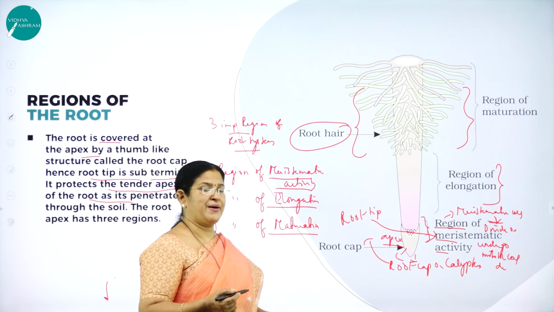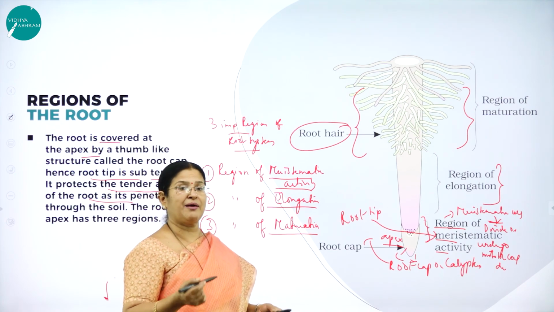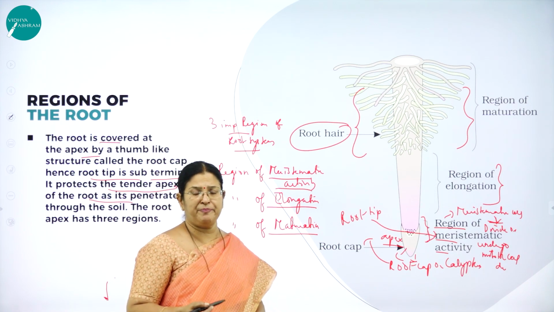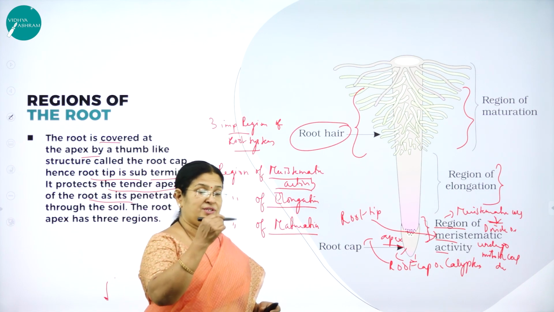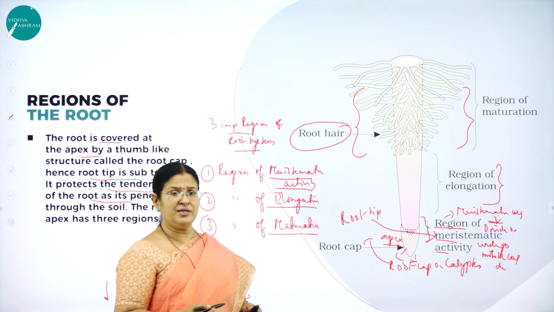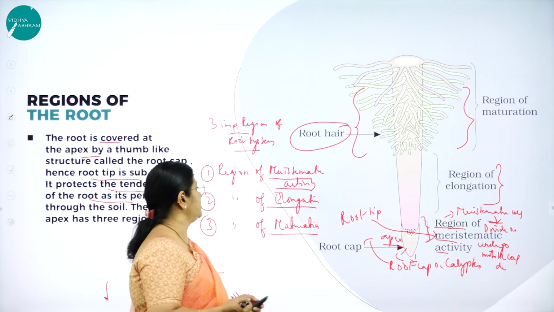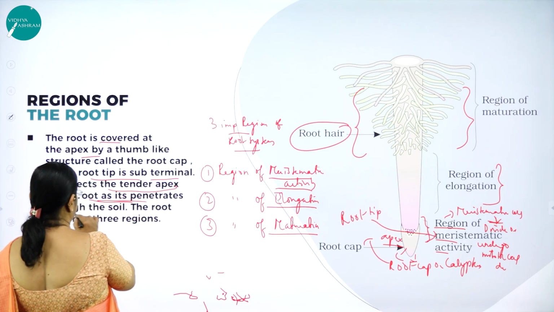And root cap, as I said, is also called as calyptra, which protects the root tip from damage. What will happen if the root tip is damaged? Then the meristematic cells will be destroyed and the growth will be stopped. So in order to avoid that, you see how naturally it is protected by a cap-like structure to protect the meristematic cells. Then as I said, it protects the tender apex as it penetrates through the soil.